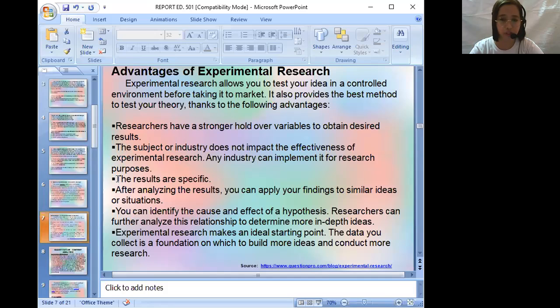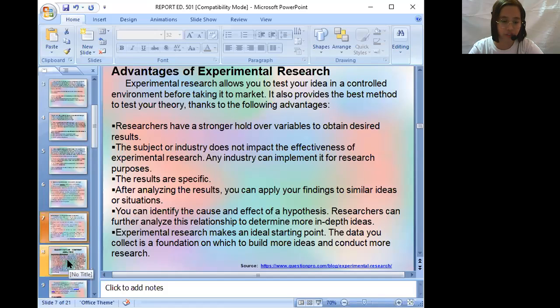Next, the results are also specific. Then, after analyzing the results, you can apply your findings to similar ideas or situations. You can also identify the cause and effect of a hypothesis. Researchers can further analyze this relationship to determine more in-depth ideas. Next one, experimental research makes an ideal starting point. The data you collect is a foundation in which to build more ideas and conduct more research.